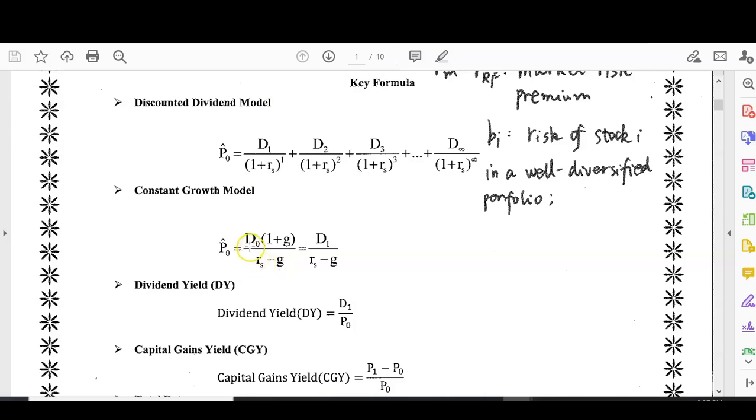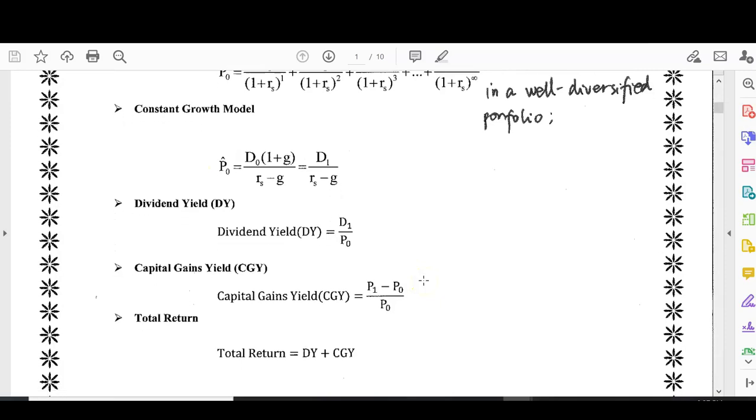Okay, and we use the D0, the dividend that is given out at time 0, multiplied by 1 plus the growth rate of dividend, divided by RS, stock return, minus the growth rate of dividend. Okay, which is also equal to D1, the dividend at time 1, divided by RS minus g, stock return minus growth rate of dividend. Okay, and this is equal to stock price.